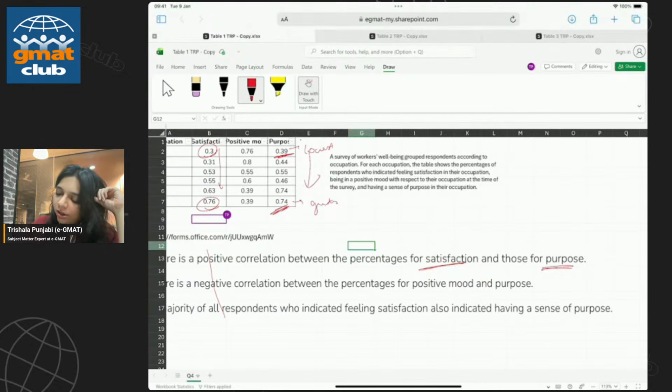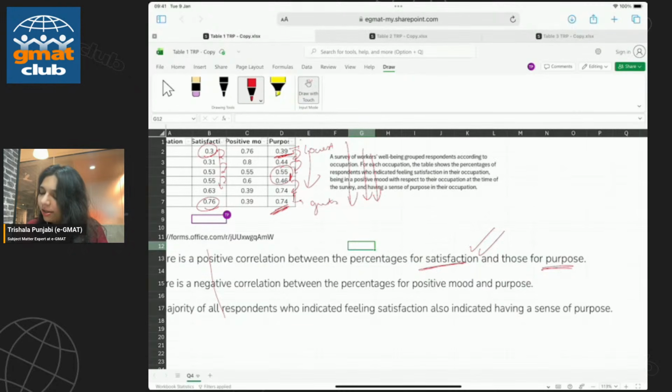Now let's look here. Here they are increasing, slight decrease, but one data point doesn't mean all that much. Again, increasing, they are the same. But what is the trend? The trend is that they are going together. As one is going from lower to higher, the other is also going from lower to higher. So we can say that yes, there is a positive correlation between the percentages of satisfaction and purpose.